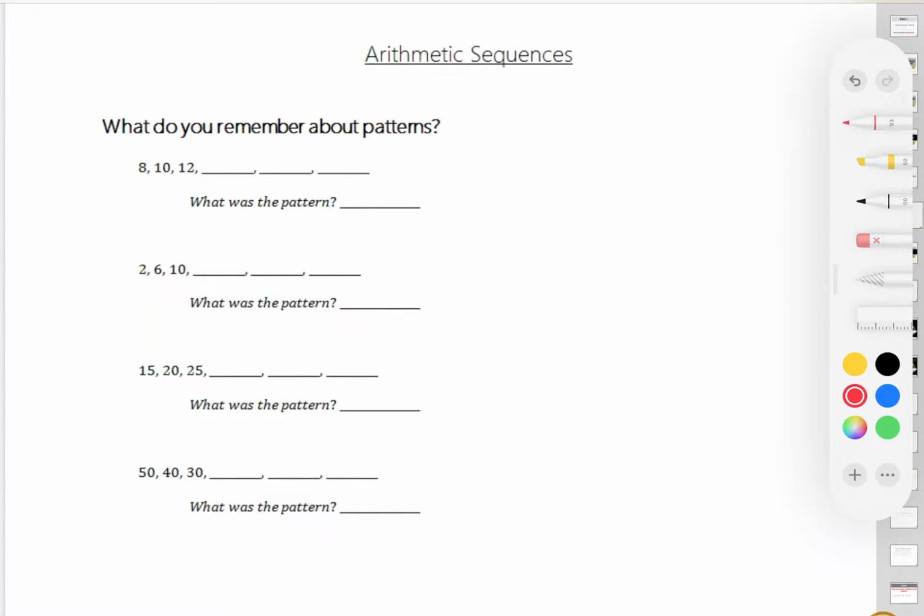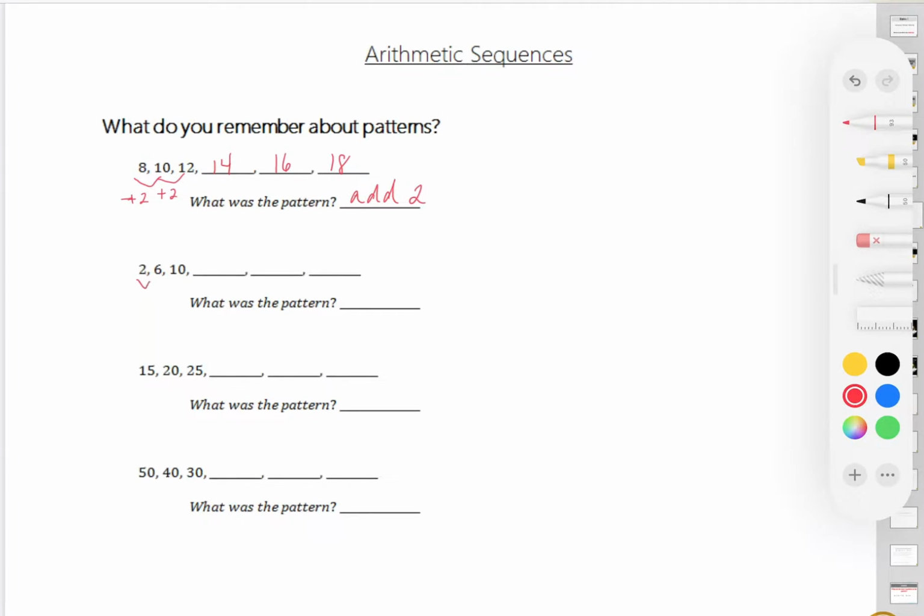If I look at the numbers 8, 10, and 12, I notice that there's a pattern. To get from 8 to 10, we can get there by adding 2. To get from 10 to 12, that's also plus 2. So the next three numbers of the pattern: 12 plus 2 is 14, 14 plus 2 is 16, 16 plus 2 is 18. So what is the pattern? The pattern is that we are adding 2.